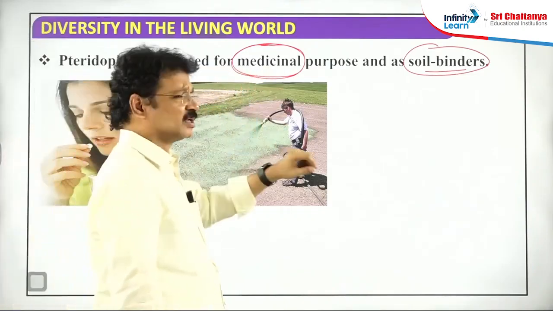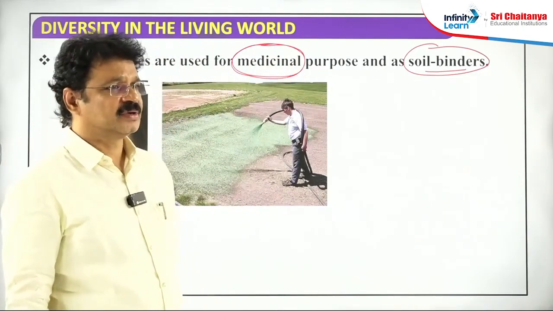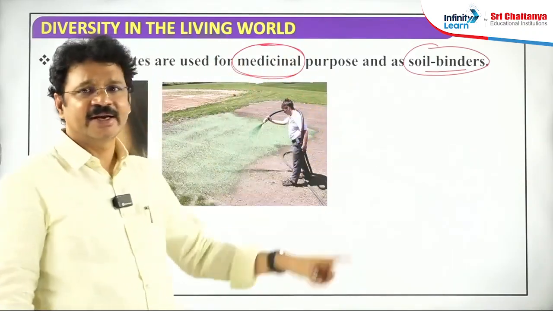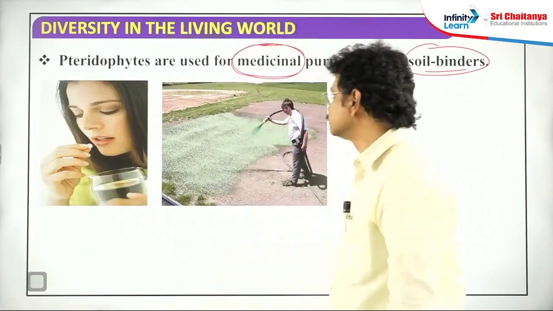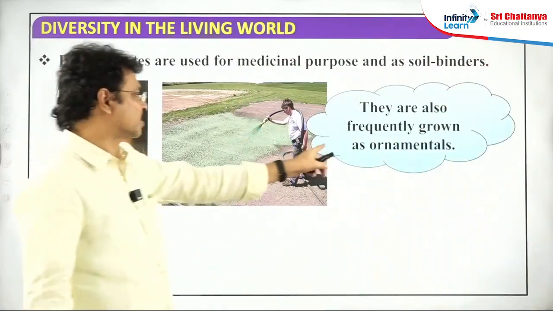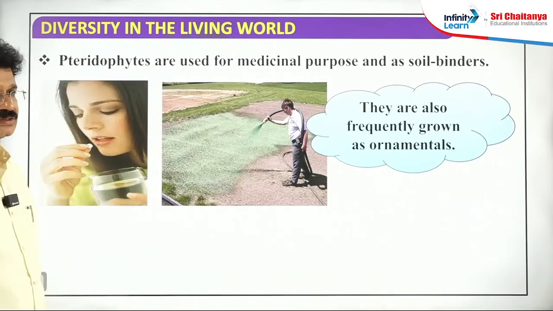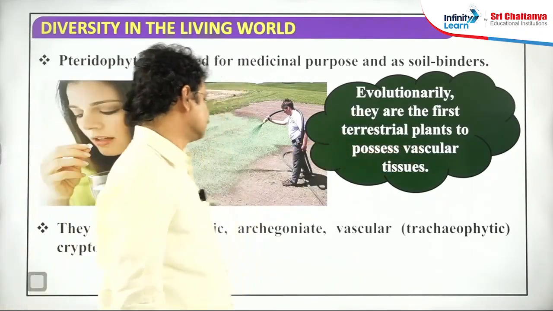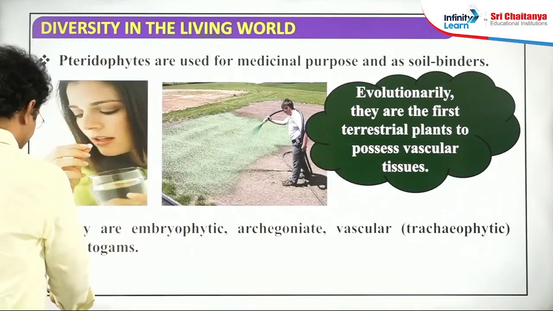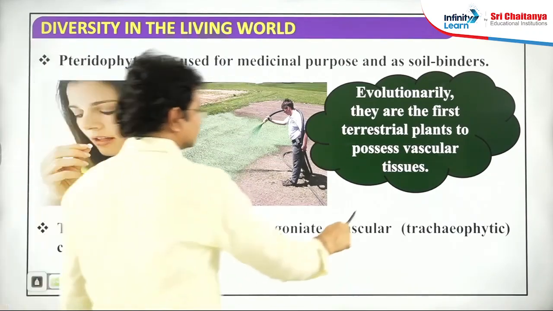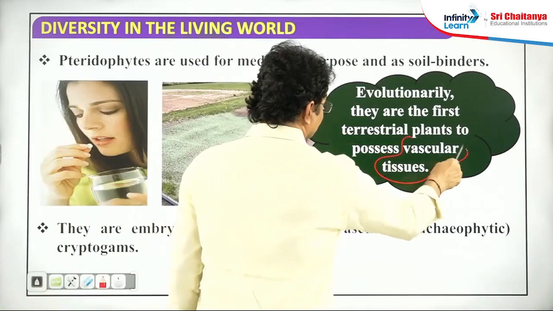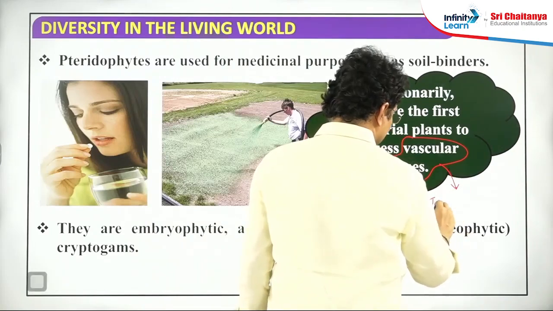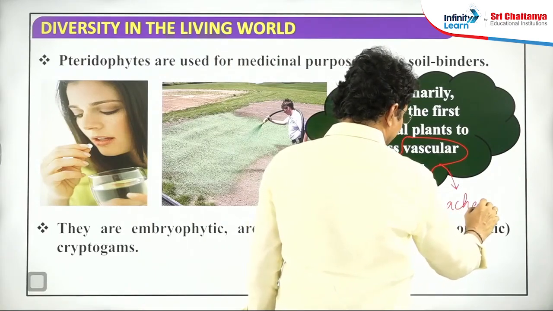One is the medicinal purpose. Almost all members of pteridophytes are medicinally beneficial, so leaf extracts of pteridophytes are used as an ingredient in Ayurvedic medicines. Soil binders. They are also frequently grown as ornamental plants, indoor plants, potted plants. Evolutionarily, they are the first terrestrial land plants. And one important concept here: the first vascular plants in the entire plant kingdom are the first tracheophytes, the pteridophytes. Due to the presence of vascular tissues, these plants are called tracheophytes.